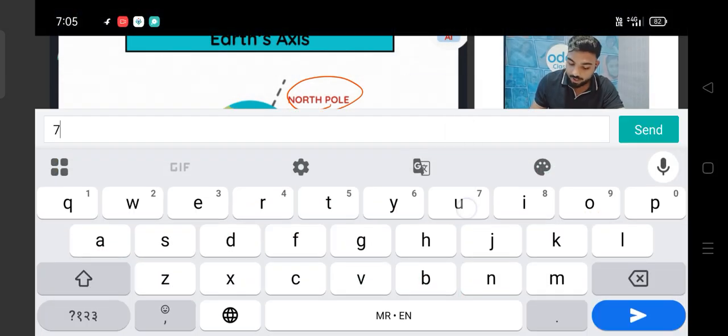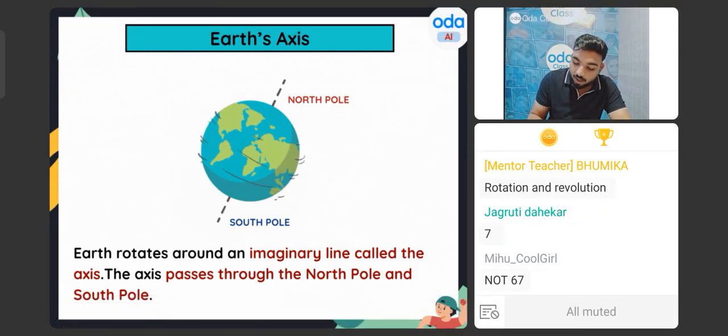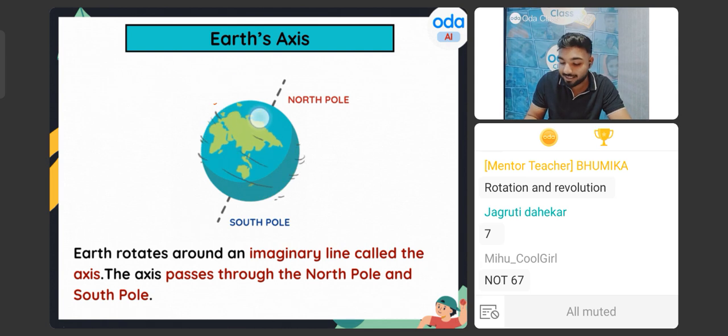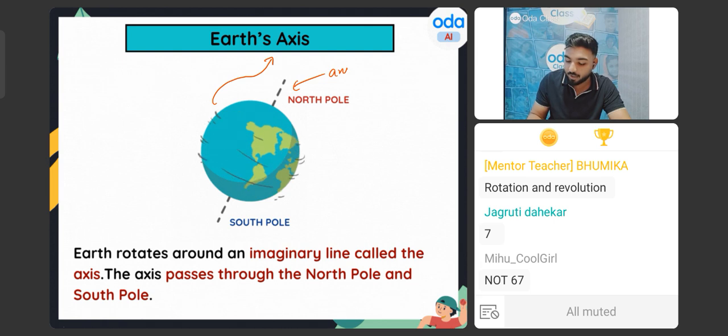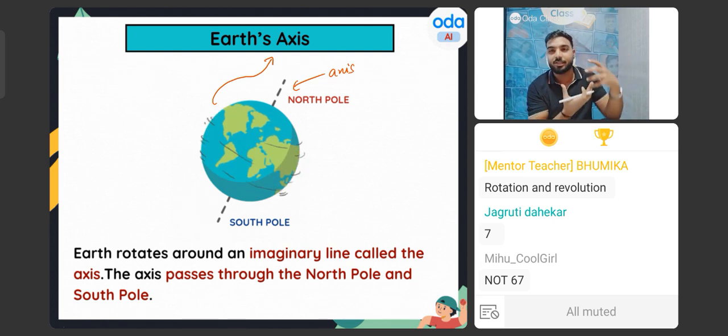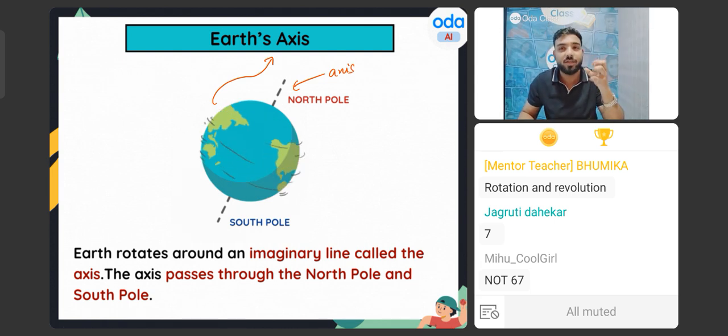Shabash, everyone. Very, very good. Okay. So yaad rakhna bachcho. Remember, rotation means axis. All right. Axis. This is what you call as axis. Around this, the Earth rotates, like when you see a fan or anything like that. A wheel, it rotates around the axis.